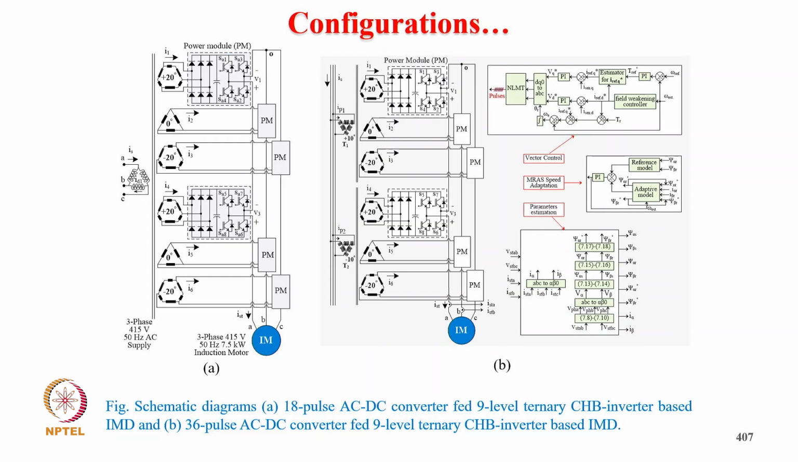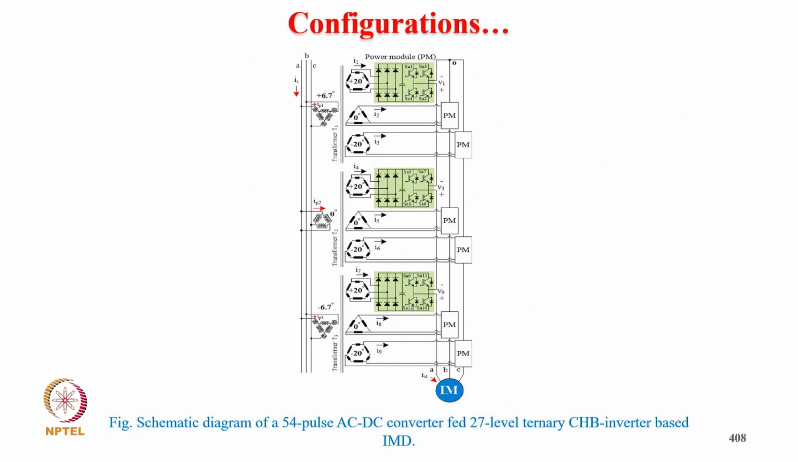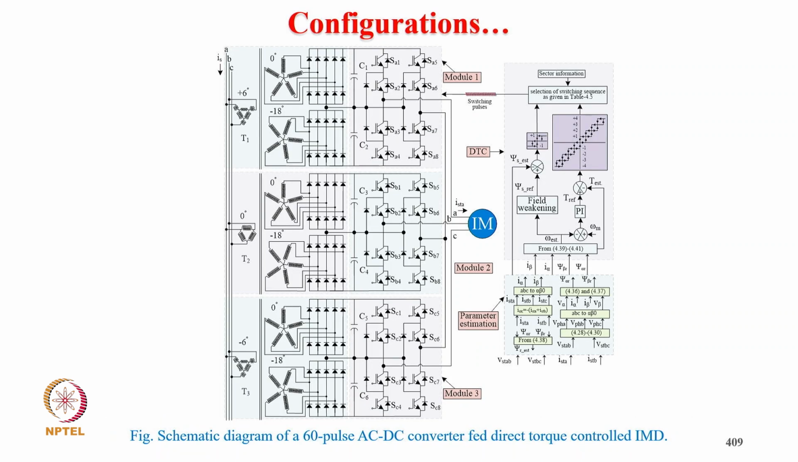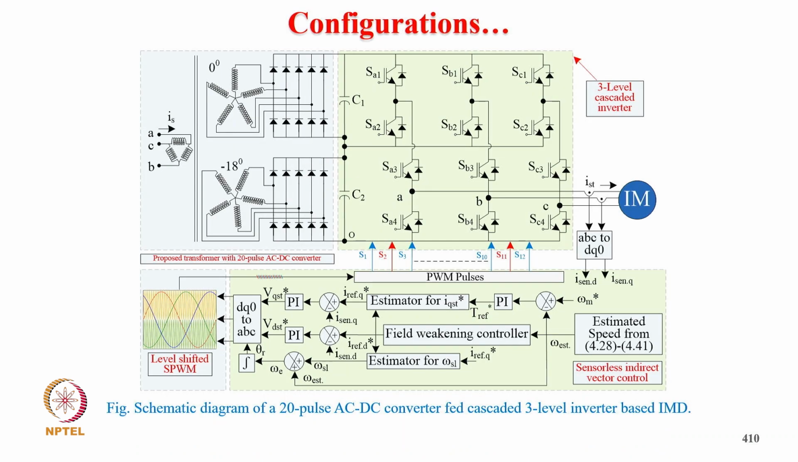And this is a schematic of the 18 pulse converter fed 9-level ternary cascaded inverter based induction motor drive, and 36 pulse AC/DC fed 9-level binary CHB converter fed induction motor drive. And this is a schematic of 54 pulse AC/DC converter fed 27-level ternary cascaded induction motor drive. This is the schematic diagram of 60 pulse AC/DC converter fed direct torque control induction motor drive.